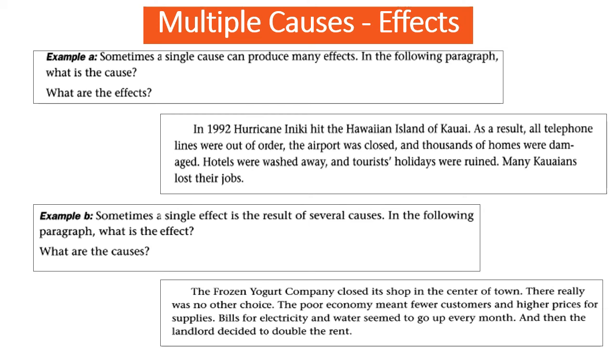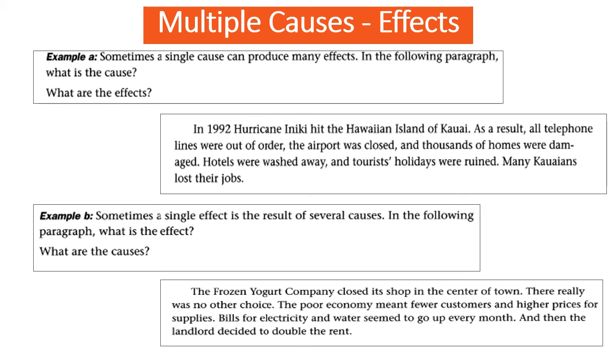And for example B, here we can see an example paragraph of a single effect that is the result of several causes. So in this following paragraph, what is the effect and what are the causes? Right, so the effect is the company, which is Rosen Yogurt Company, closed its shop. So this is the effect.